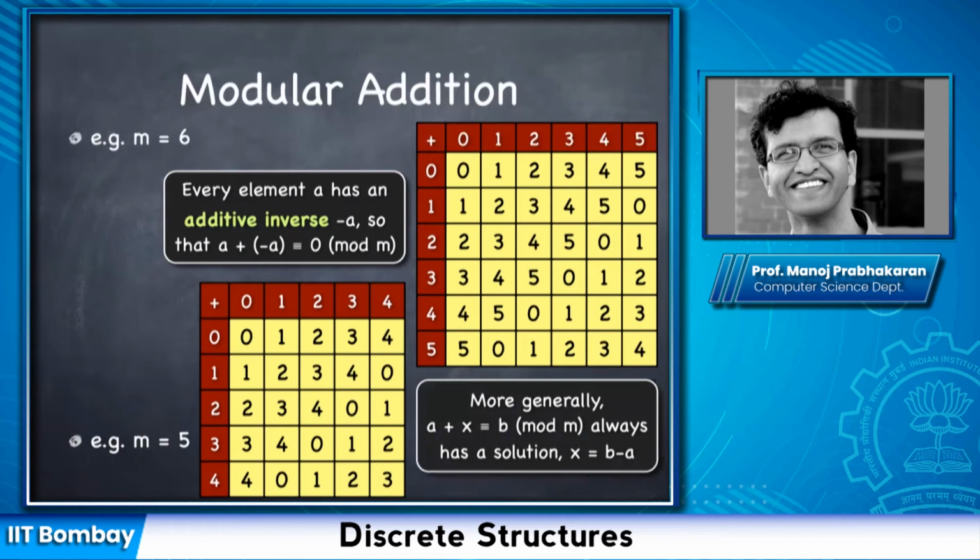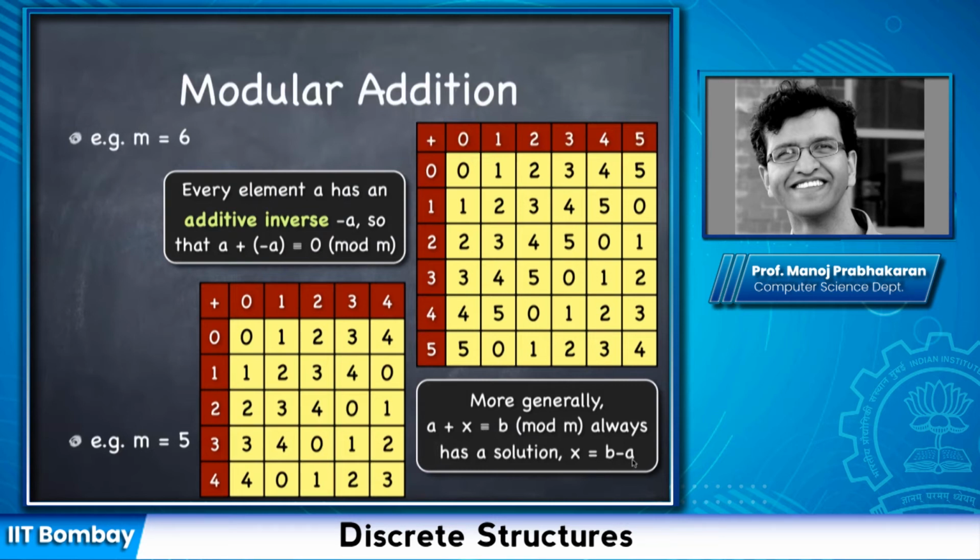And more generally, again, this is something true for integers. So if you wrote down an equation saying a plus x equals b, but now this equation is modulo m, so there's an equation in Z_m, right? And a and b are fixed elements, then you can always solve for x. It has a solution x equals b minus a, or b plus the additive inverse of a.